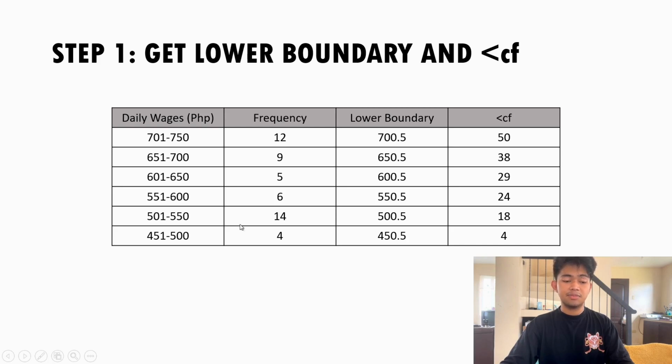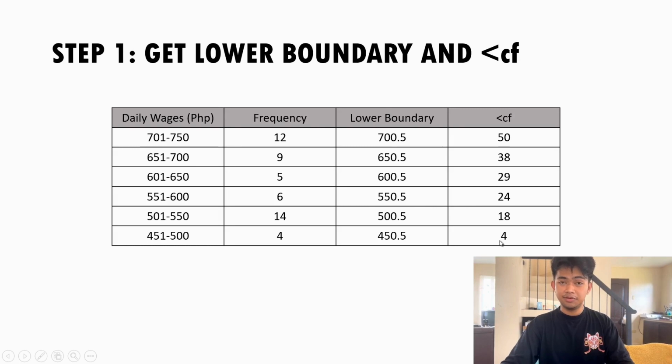Just the same as in the first data given, for the second data the lower limit is 501 and the upper limit is 550. To get the lower boundary, you just need to subtract 0.5 from the lower limit. So 501 minus 0.5 is equal to 500.5. That is our lower boundary. And this goes on until all the data. So as you can see, the lower boundaries are already solved.